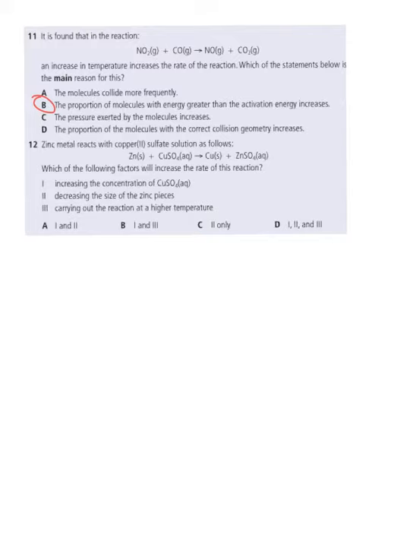And then number 12, zinc metal reacts with copper sulfate, which will increase the rate? Increasing the concentration of the aqueous solution. Yep. Decreasing the size of the zinc pieces. Yep, that increases surface area. Carrying out at a higher temperature. Yep, all 3 of these will increase your rate.